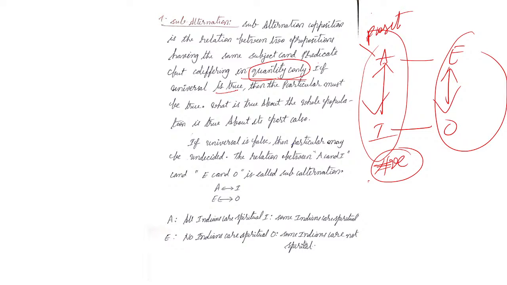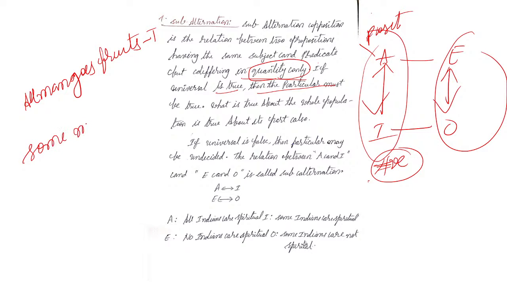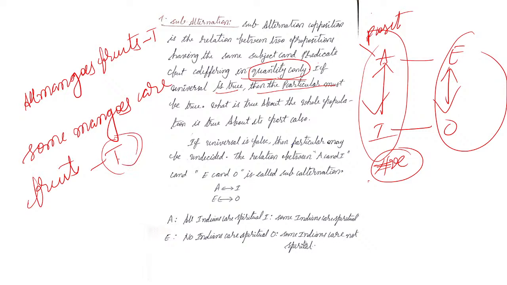If universal is true, then the particular must be true. Suppose all mangoes are fruits is true. Then is it true or not that some mangoes are fruits? True, right? We are saying all mangoes are fruits. That means some mangoes are also fruits.